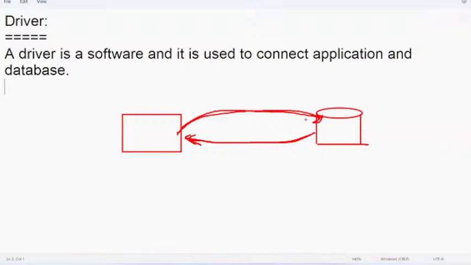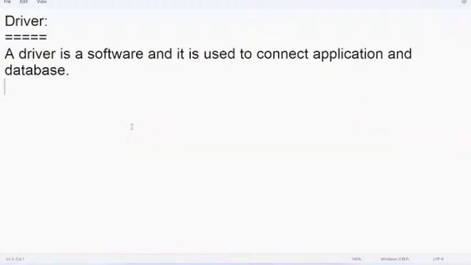Okay. So from here, you'll send the request. You want to retrieve data from database. Suppose those who are drawing salary above 10,000, that information you want to retrieve. Then you'll send your request. And again, response comes. This data travels from one location to another location. That is through software. That software is called driver. A driver is a software and it is used to connect application and database.